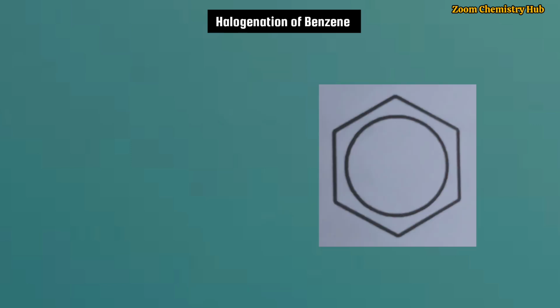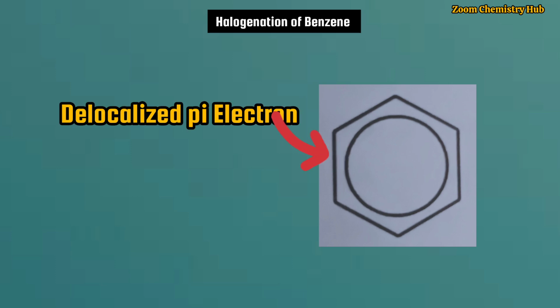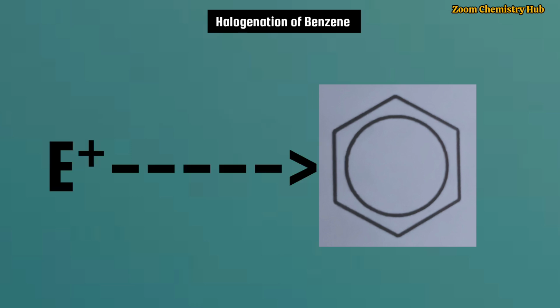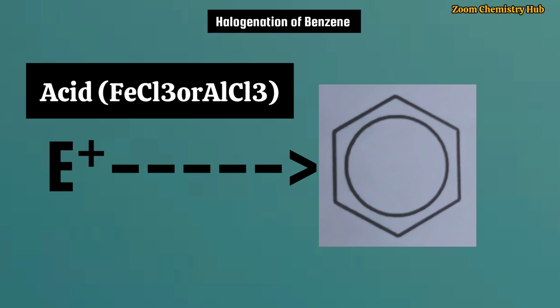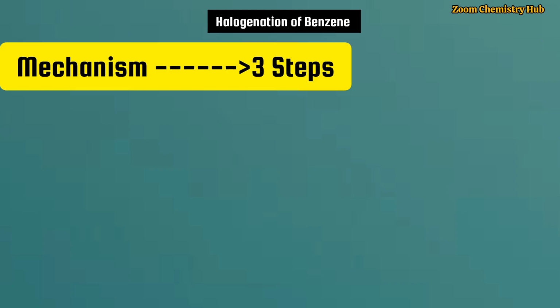The benzene ring with its delocalized pi electron is an electron rich system. So it is attacked by the electrophiles, giving the substituted product. The catalyst most commonly used is a Lewis acid, that is AlCl3, aluminium trichloride. The mechanism of electrophilic aromatic substitution reaction involves three steps.